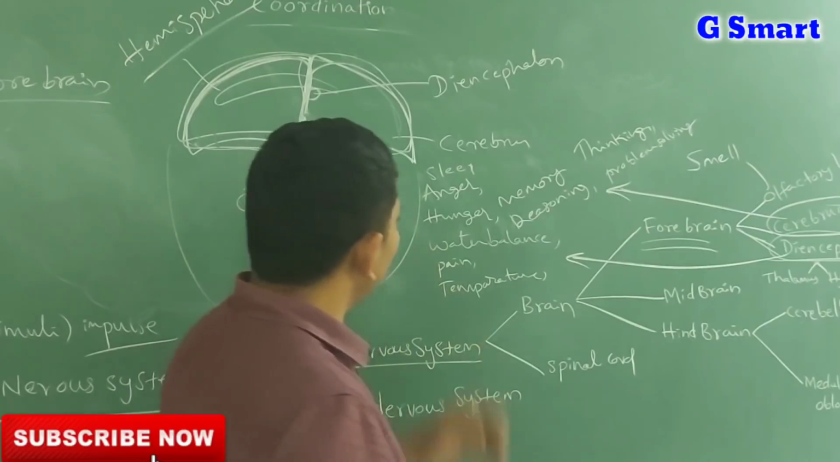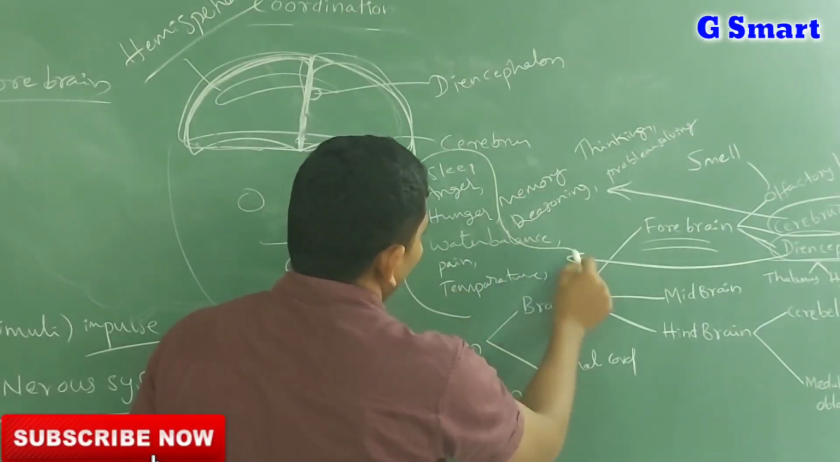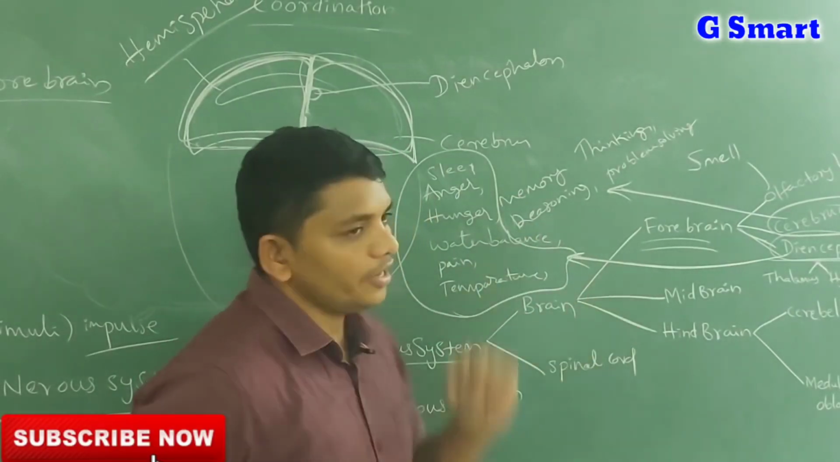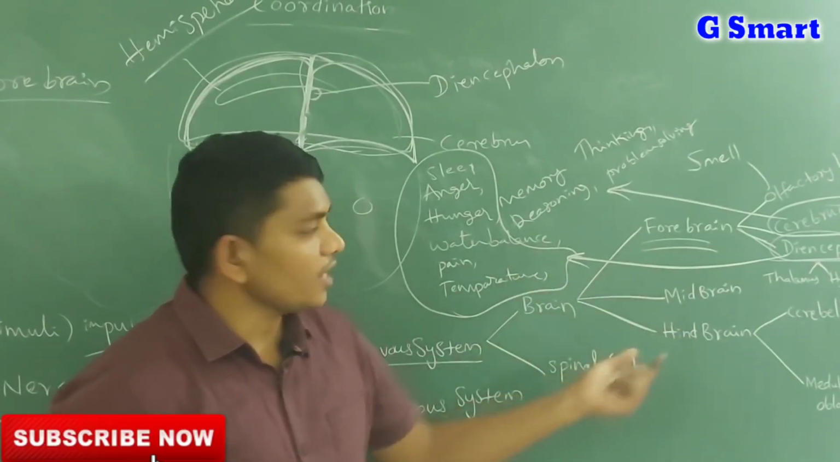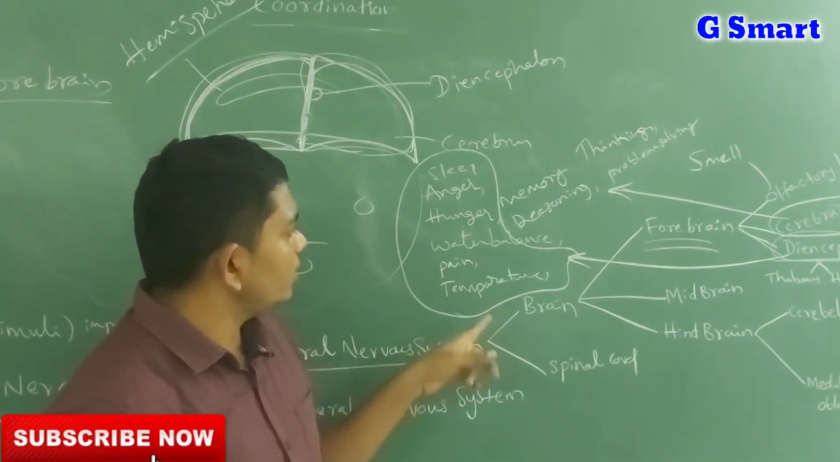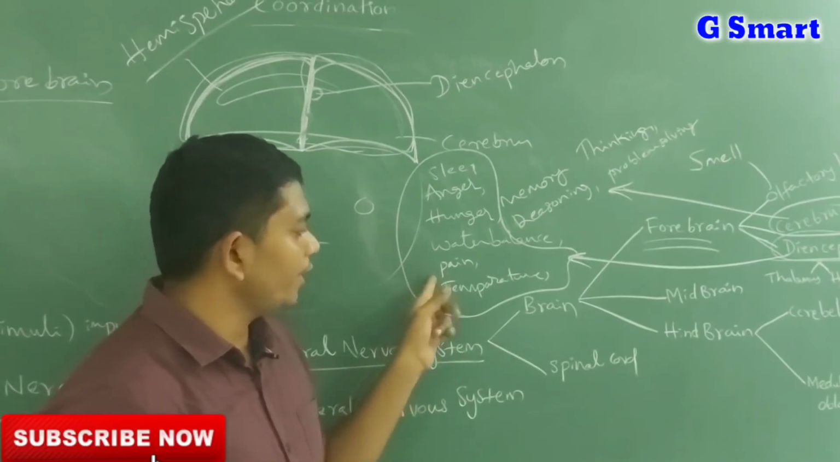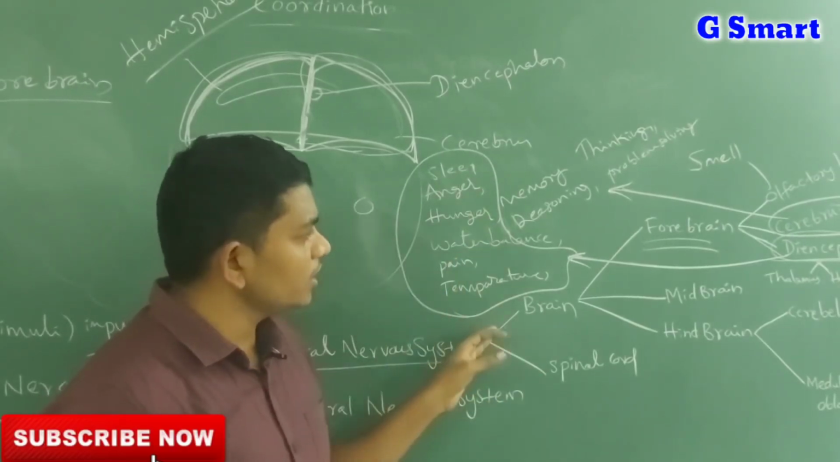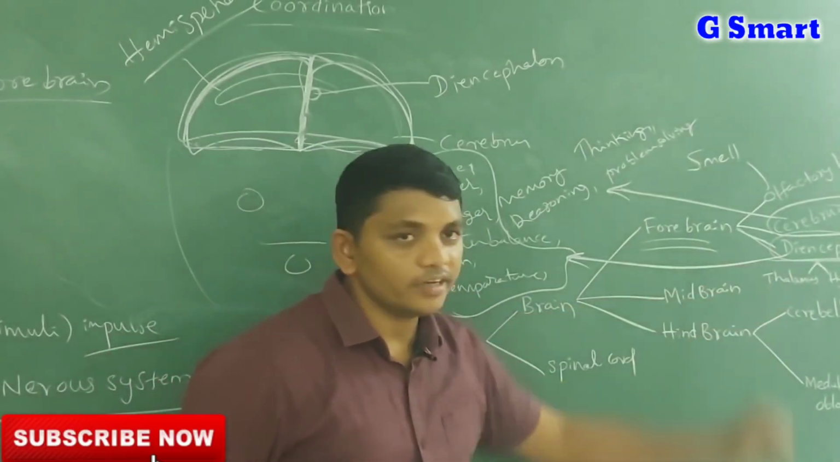So these all happen due to the diencephalon. This is a reaction center for sleep, anger, hunger, water balance, pain and temperature. So all these things are under the diencephalon.